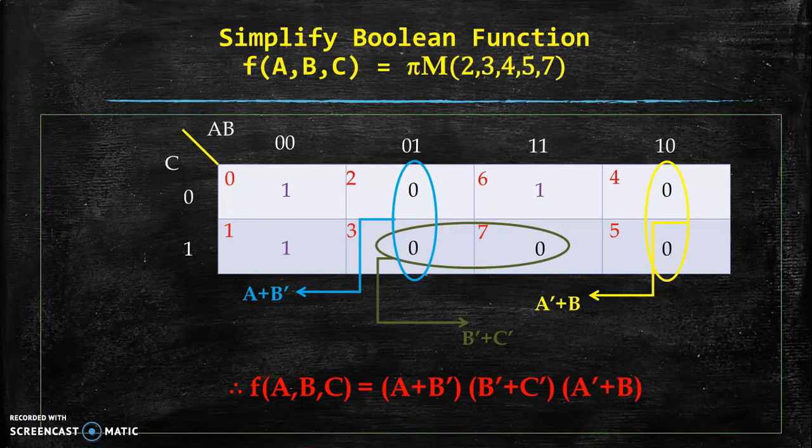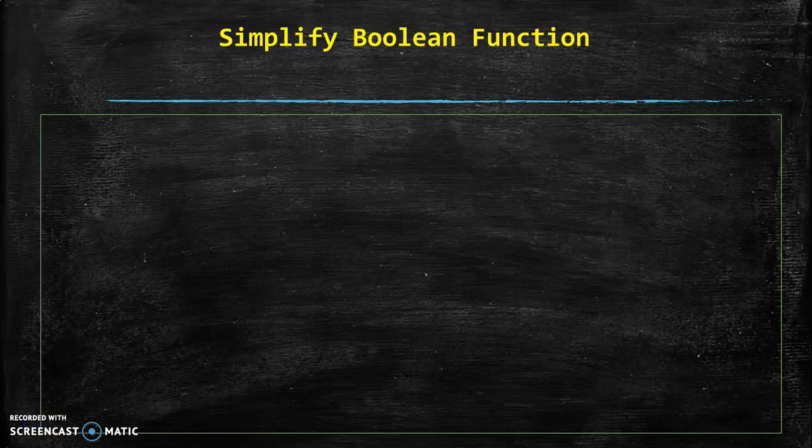So the final simplified Boolean function f of ABC can be written in product terms, that is POS, product of sums: A plus B bar, dot, B bar plus C bar, dot, A bar plus B. So this way we can take any standard POS function, and then with the help of a K-map we can simplify the function. Now let us take one more example.